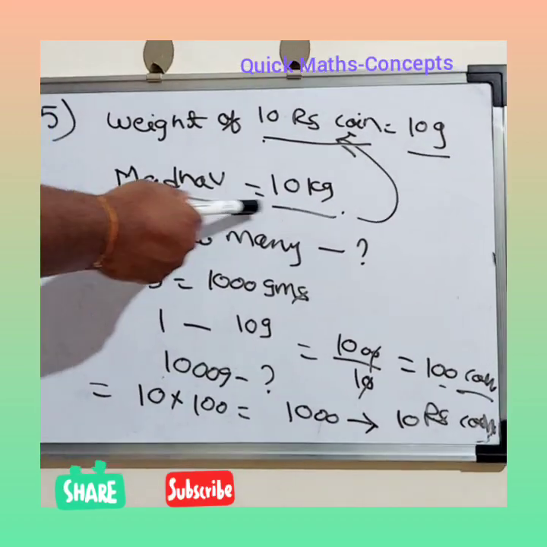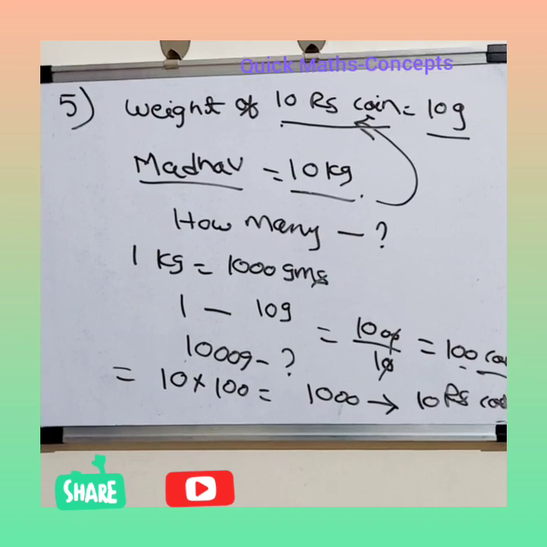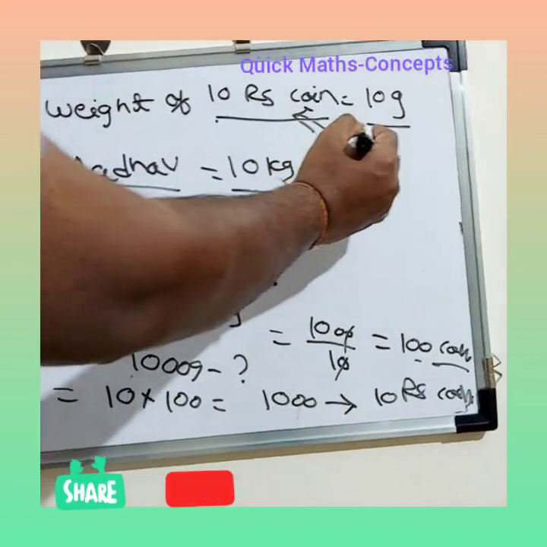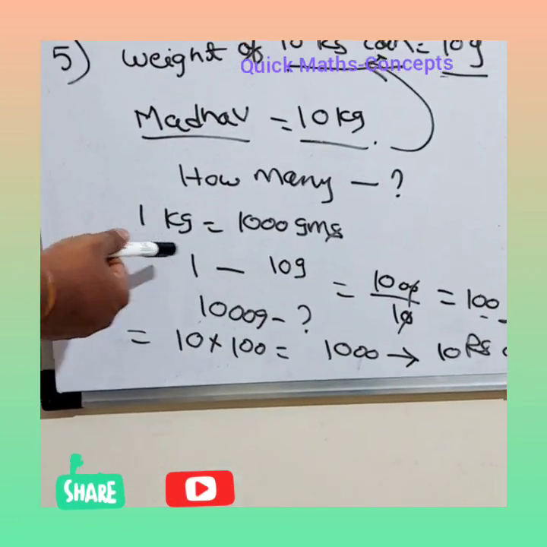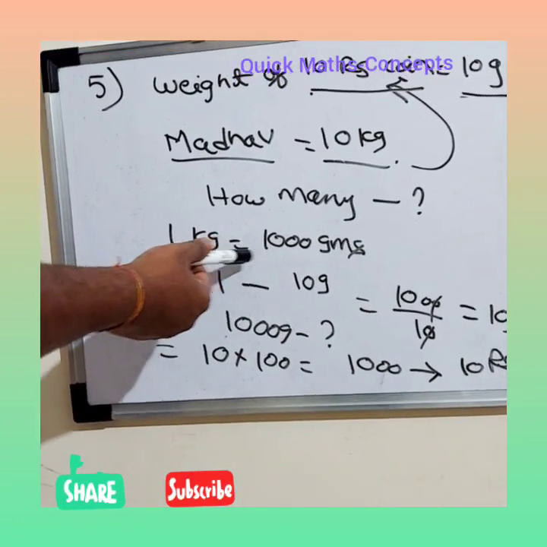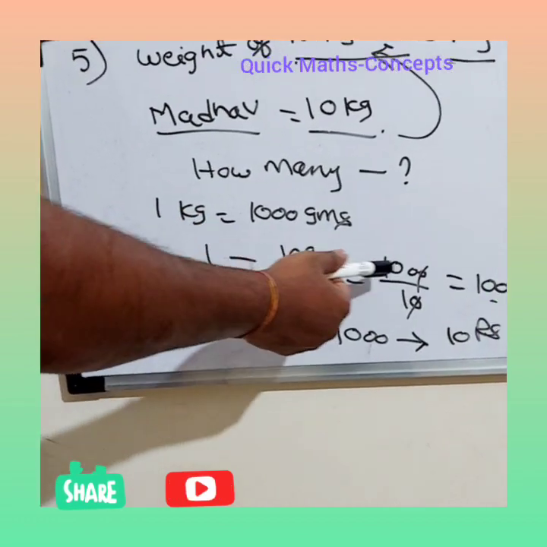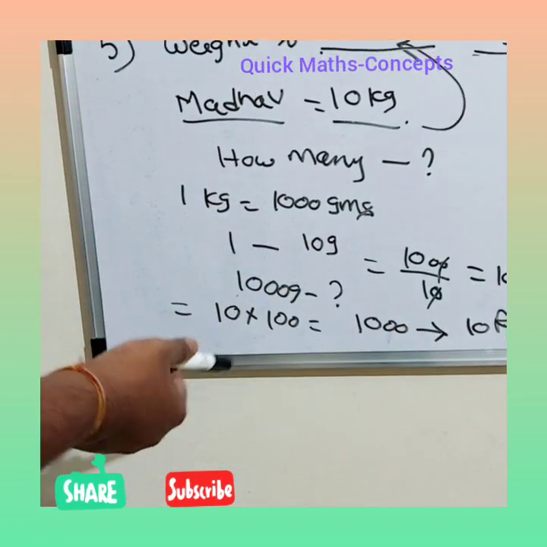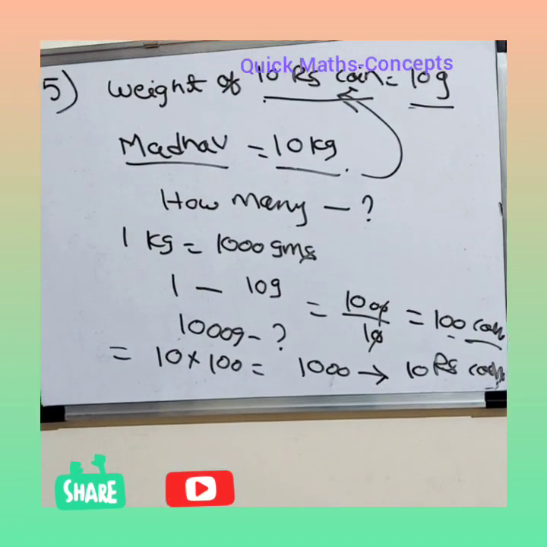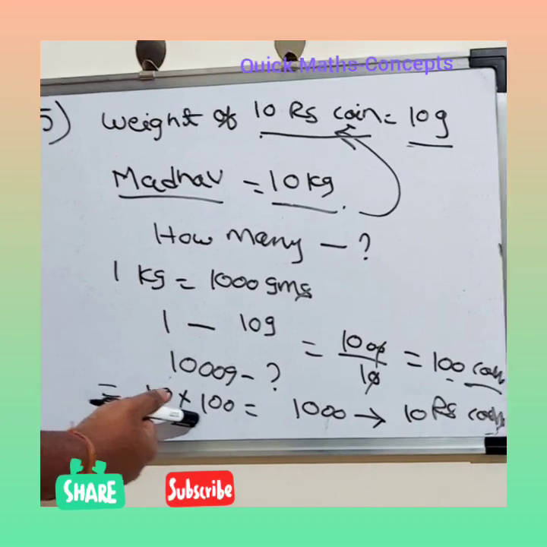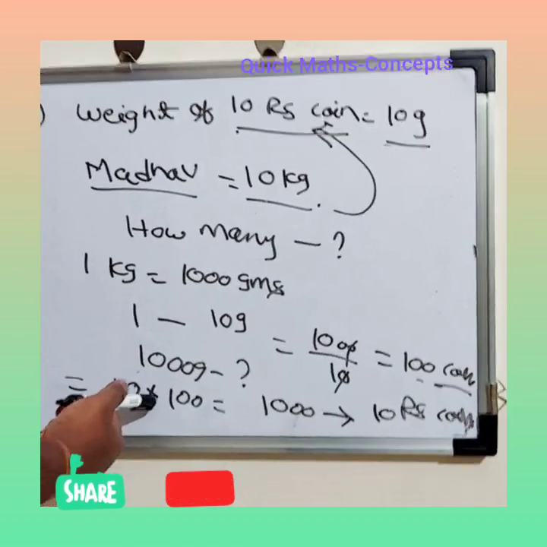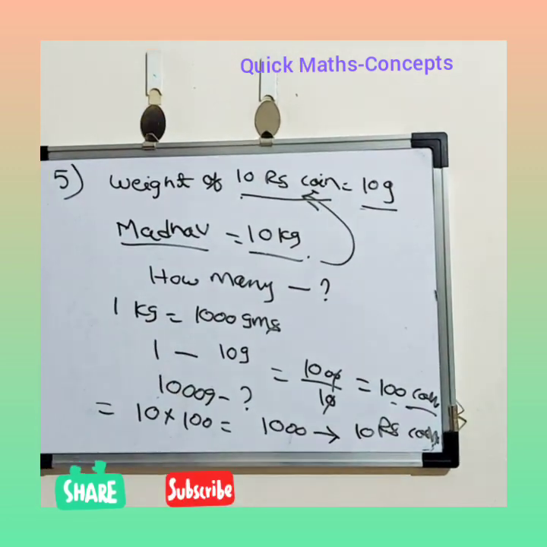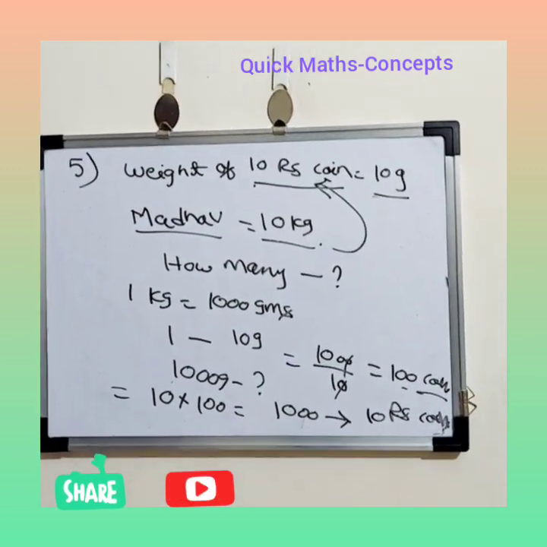So the simplest method is what? Madhav's bag weighs 10 kg and it contains only 10 rupees coins. But each 10 rupees coin weighs 10 grams. So first we found the value for 1 kg, how many 10 rupees coins there will be. In total we got 100 coins, because each coin weighs 10 grams. Then in the next step, 10 multiplied by 100 gave 1000 10 rupees coins in the bag.